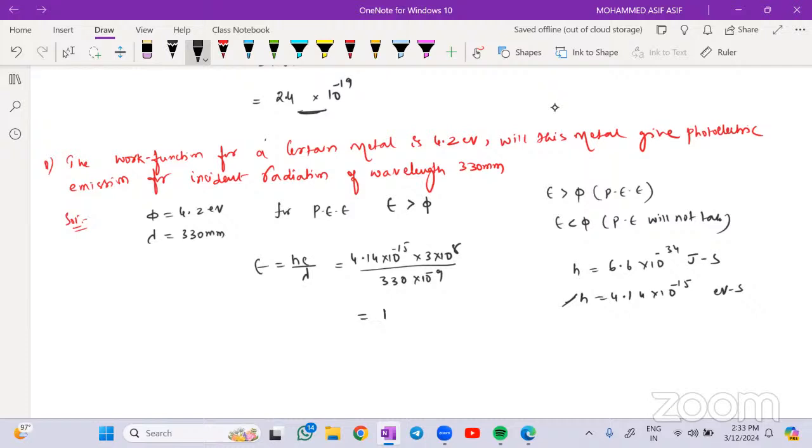4.14 into 3 is 12.42 divided by 330. This is 10 power minus 15 into 10 power 8 into 10 power plus 9. This is coming out to 0.037 into 10 power minus 15 into 10 power 17. Done?